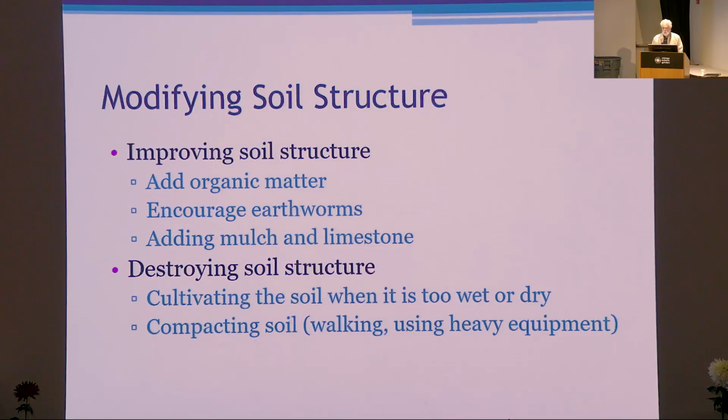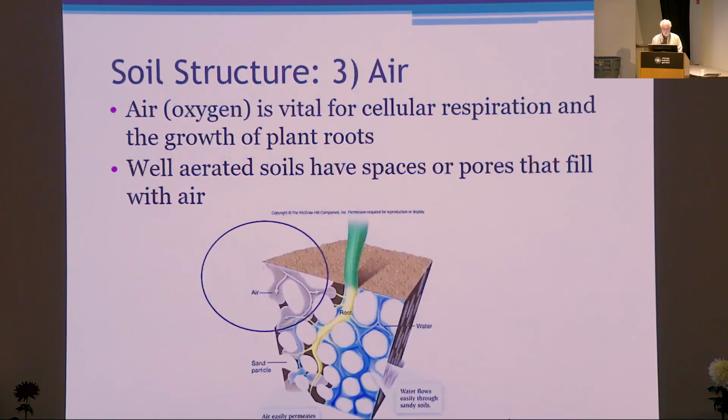Obviously, ways you can improve your soil structure is by adding organic matter, leaves, straw, any kind of organic matter. Encourage earthworms, add mulch, limestone. The things you can do that we invariably do, but maybe not realizing, is you can destroy the soil structure through walking around on it all the time and compacting it. It's always important to have areas to walk where you're not walking directly on the roots of your dahlias. And also, if you cultivate the soil when it's either too wet or too dry, you'll completely destroy that structure, which leads to the good aeration of your soil.